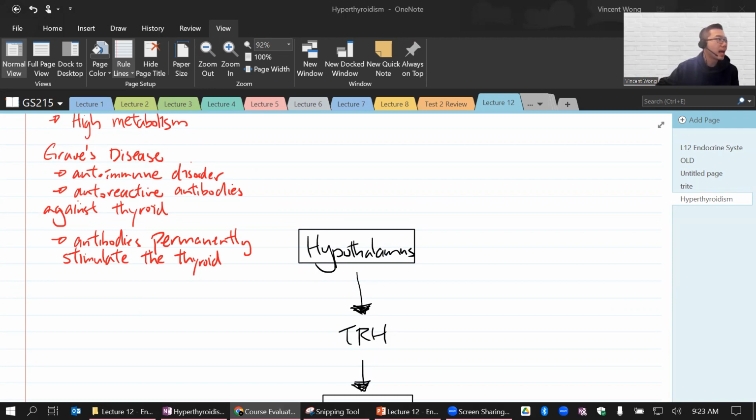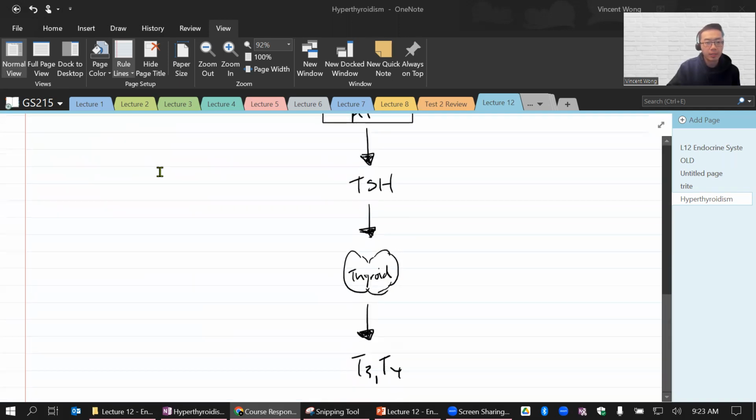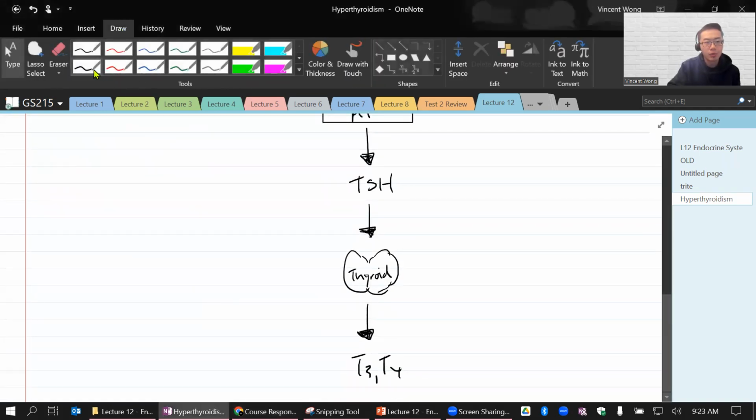Okay, so let's see what's gonna happen here with the thyroid gland. I'm gonna go down here. I'm gonna draw my thyroid again. Okay, and we have all these antibodies that are stuck to it. Okay? And it will keep on stimulating the thyroid gland.